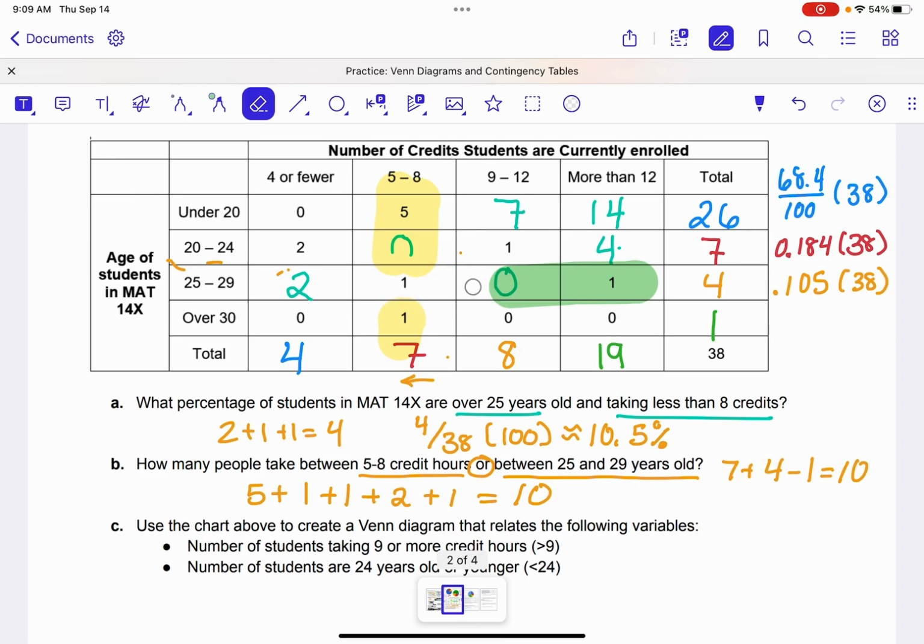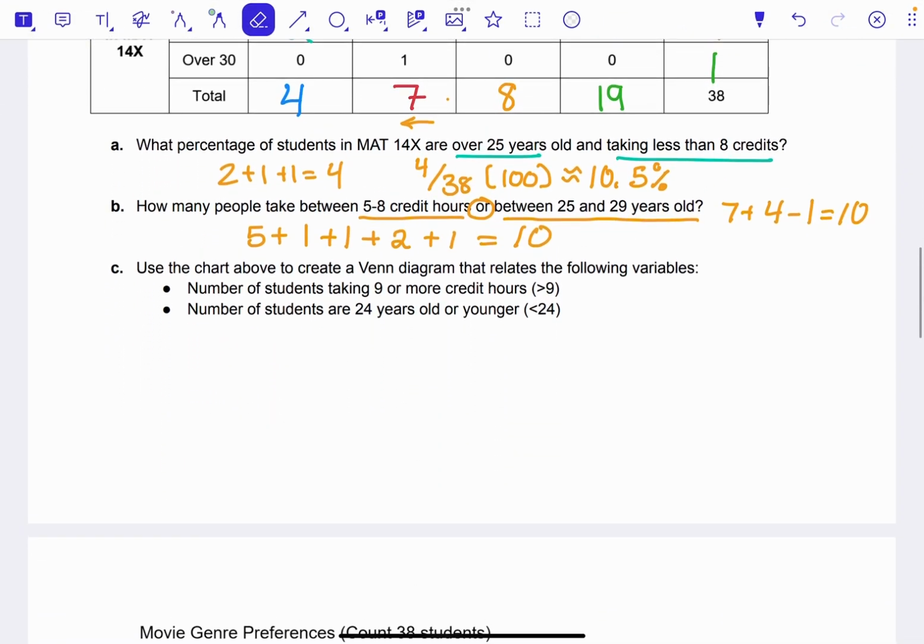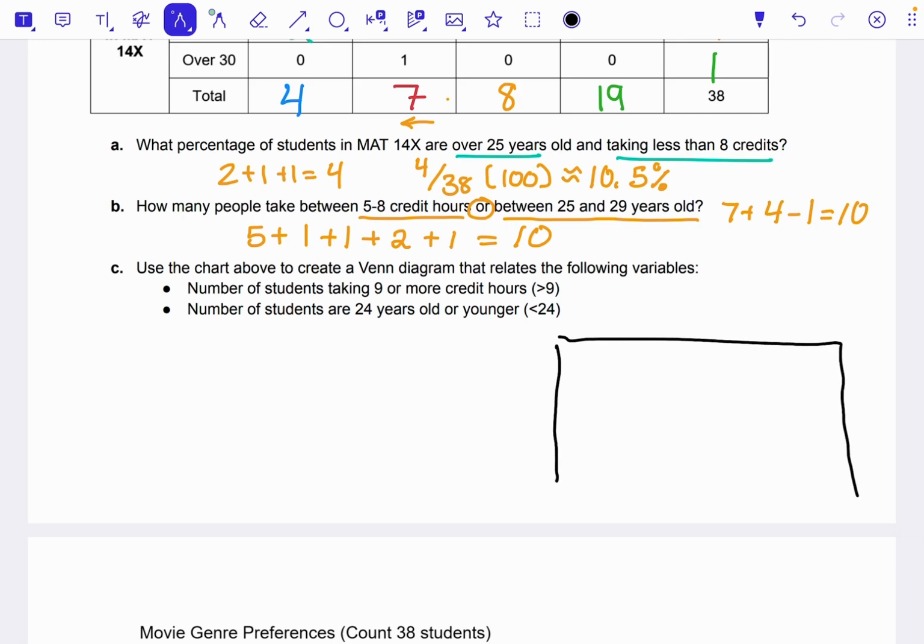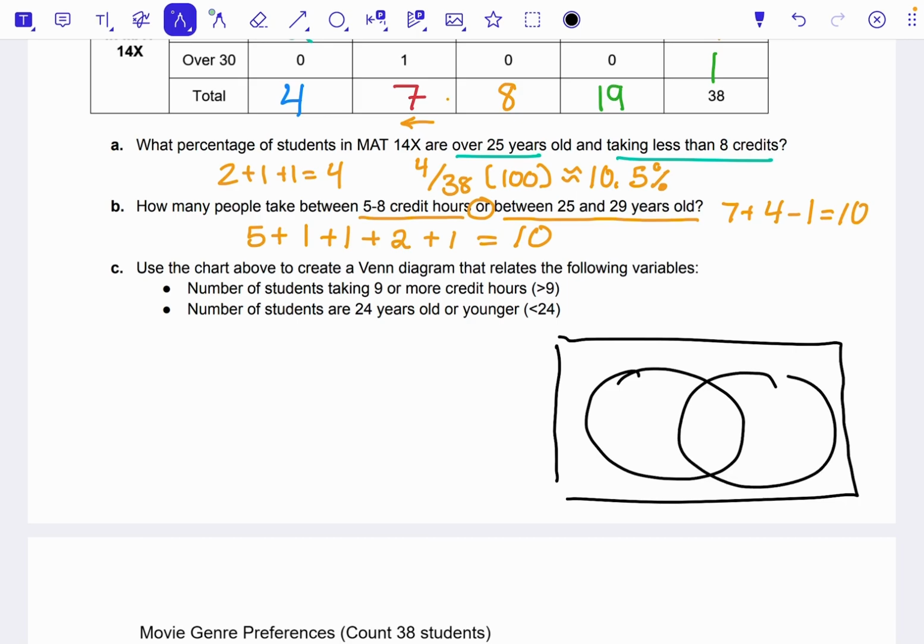So let's erase our highlight because we got one more problem, and I want to make sure I can highlight still. Okay, so this time we're going to make a Venn diagram, but it's going to be a little trickier than the ones we have done previously because we're going to do number of students taking 9 or more credits and then number of students who are 24 years or younger. So we have 9 plus credits and then 24 or younger.